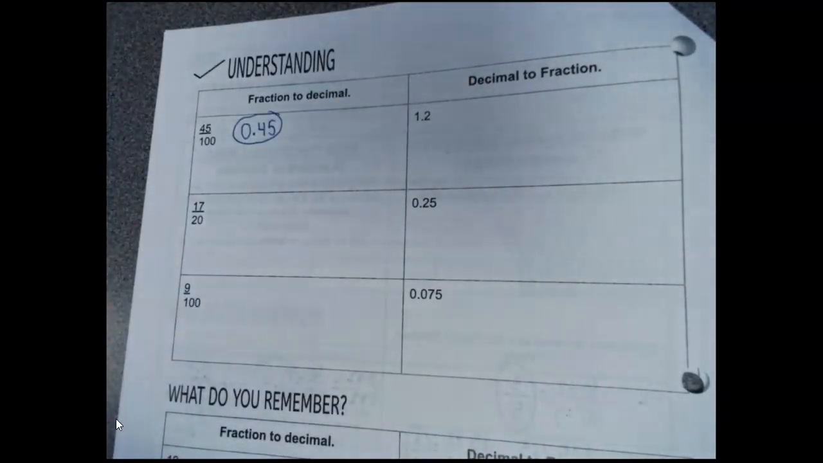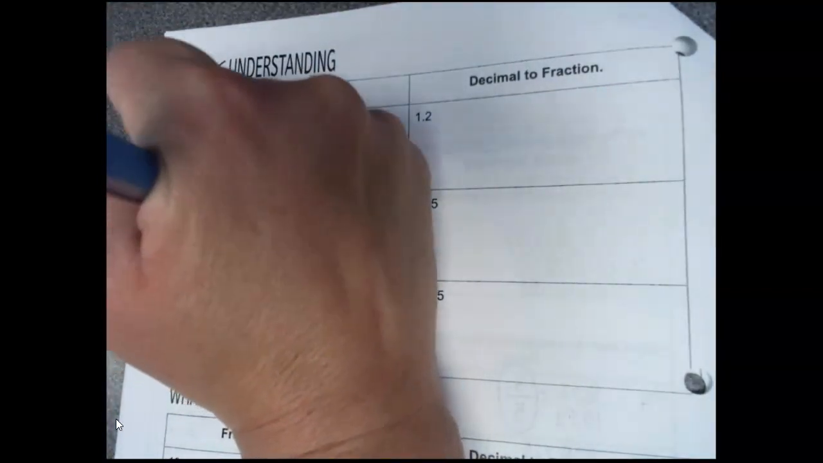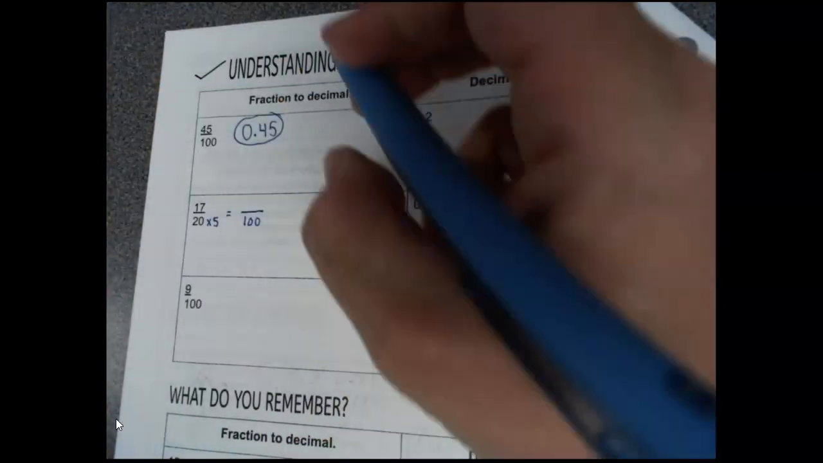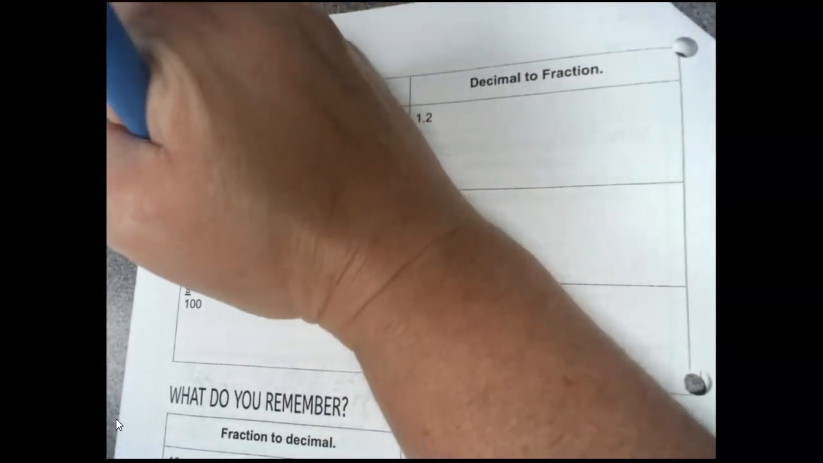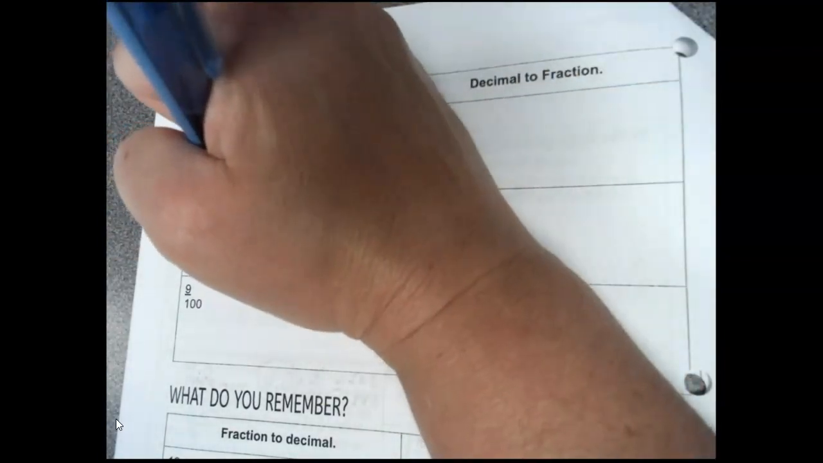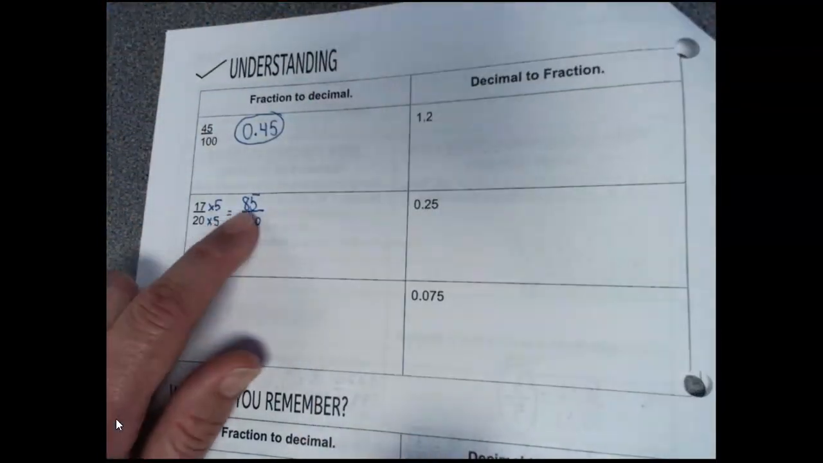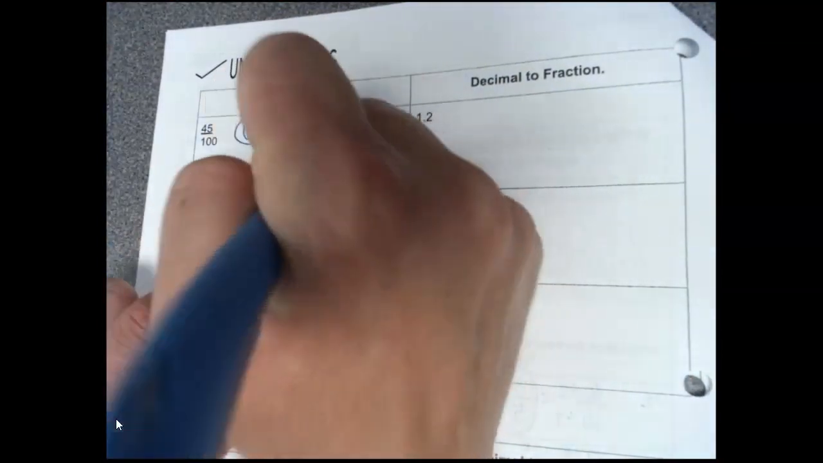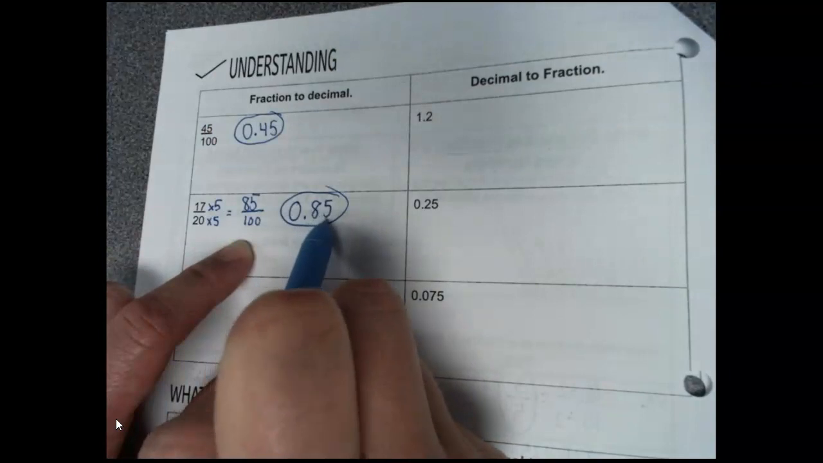20 is not a place value number, but if I multiply it by 5, I get 100 on the bottom, and 100 is a place value number. So if I multiply by 5 on the bottom, I'm going to do the same thing on the top. 17 times 5 is 85. And so we're going to write it as 0.85 because this number is 100 and the 5 ends in the hundredth spot.